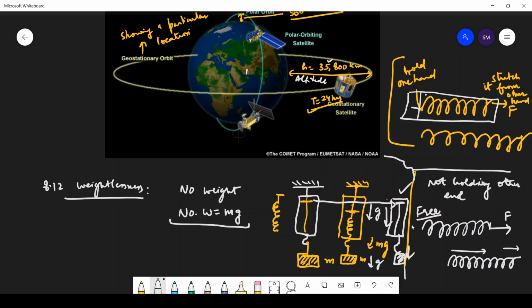If the object were a human being, then you would also not feel the weight. Why? Because there is no upward force on you, and thus the object is in free fall. So weightlessness means free fall. You are not feeling any weight upwards. So that's weightlessness, this phenomenon. So weightlessness is the phenomenon.